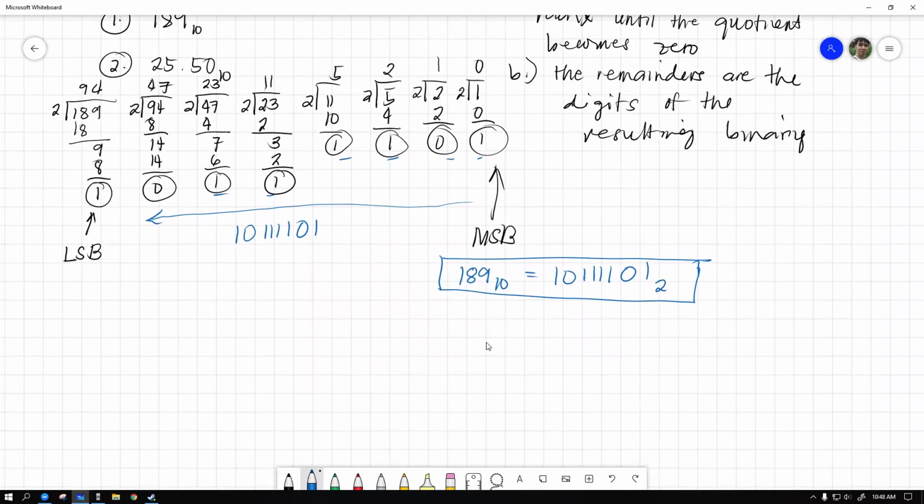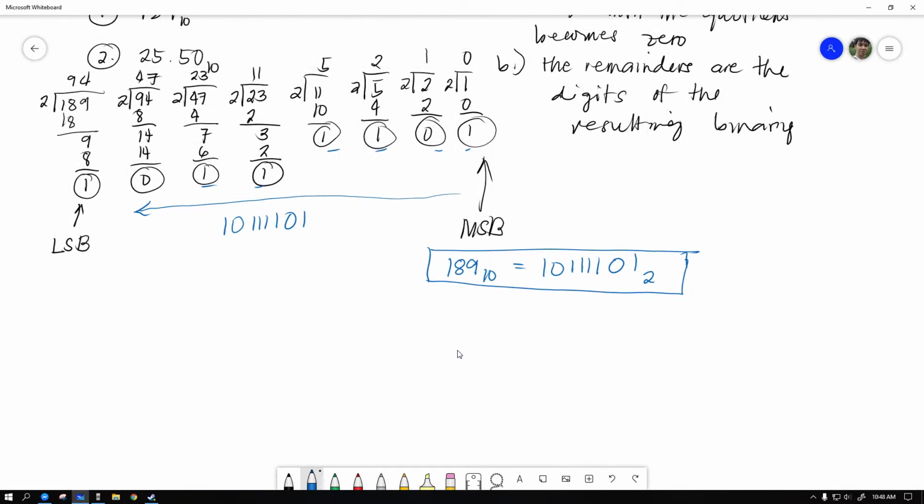Okay, how about if your decimal contains a fraction part? So this is the integer part and this is the fraction part. Let's do this one separately. You need to separate the 25 and the 0.50. Separate the integer, separate the fraction.